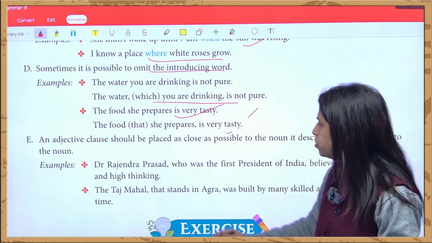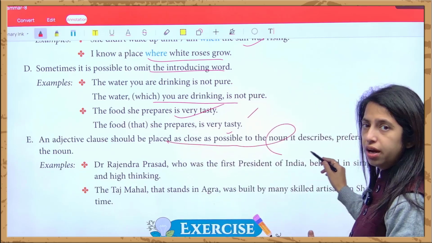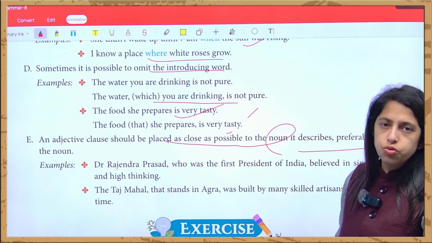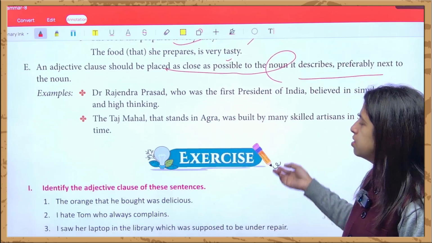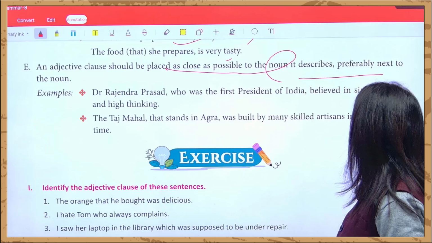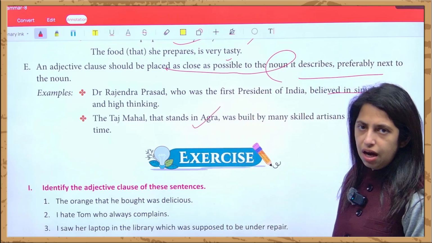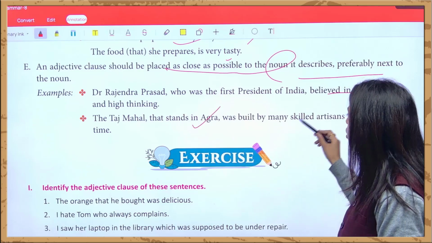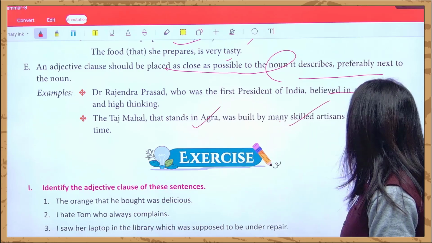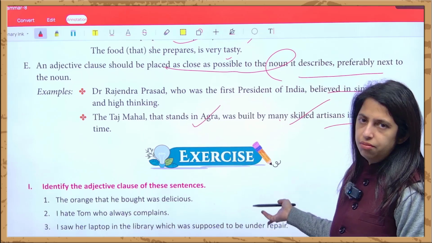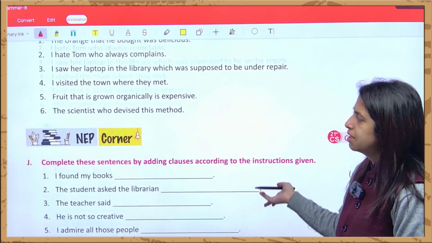Clause कभी कभी place हो जाते हैं possible, close to the noun, and it describes the noun, preferably next to the noun. डॉक्टर राजेंद्र प्रसाद, जो कि हमारे फर्स्ट प्रेसिडेंट रह चुके हैं, believes in a simple living and high thinking. ताजमहल जो कि कहाँ पे है? आगरा में है, was built by many skilled artisans in Shahjahan's time. Right. On behalf of this, you have to complete this exercise.